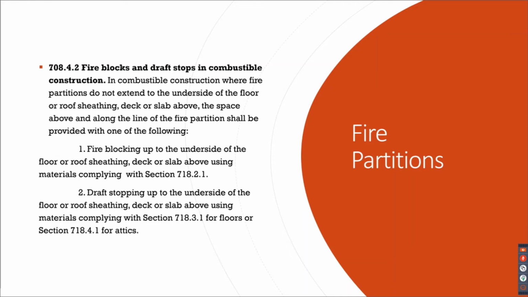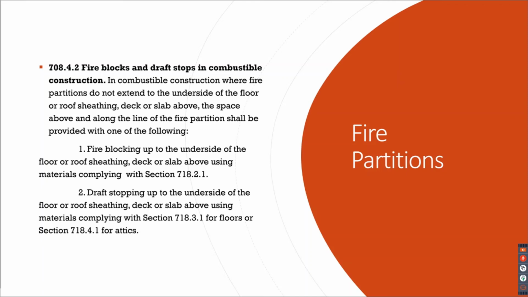But again, in combustible construction, where fire partitions do not extend to the underside of the floor or roof sheeting, deck, or slab above, the space above and along the line of the fire partition shall be provided with one of the following. You see these. So a lot of you that are dealing with the SNFs, the skilled nursing facilities of the 5A construction, this is your world here. So, number 1: fire blocking up to the underside of the floor or roof sheeting, deck, or slab above using materials complying with 718.2.1.